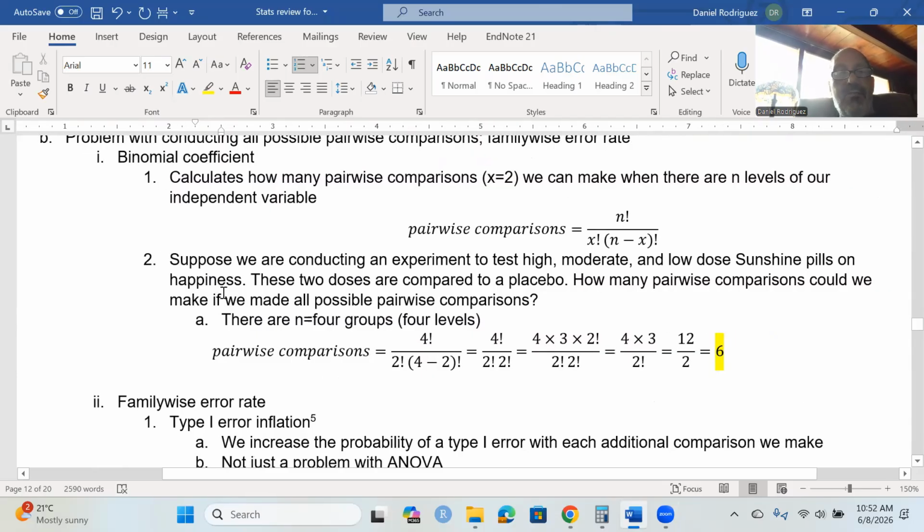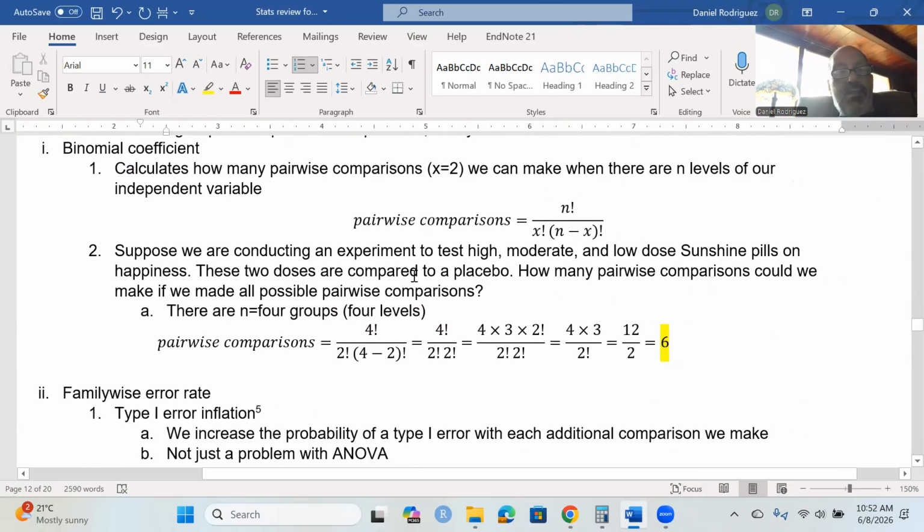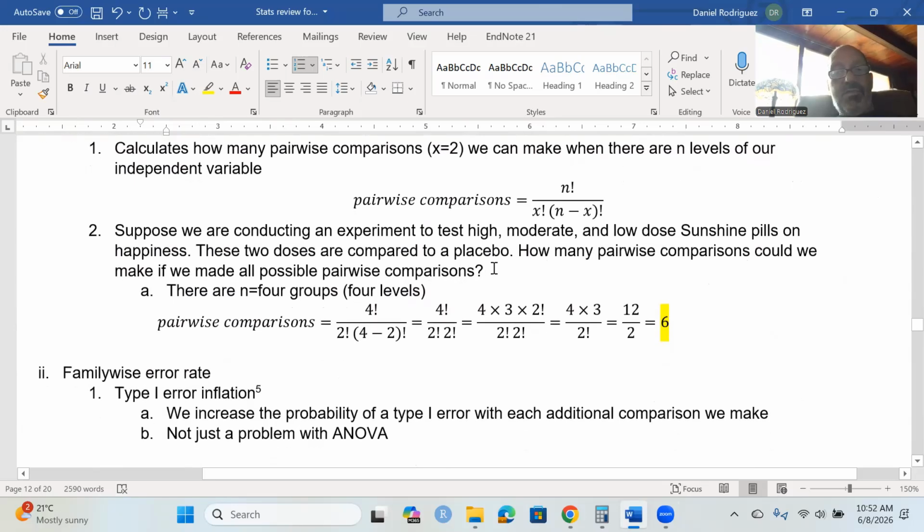I might want to, well, let's just look at this example. Suppose we were conducting an experiment to test high, moderate, and low dose sunshine pills on happiness. These two doses are compared to placebo. So if I get a significant result, it's going to tell me that there's a significant effect somewhere here. But I might want to know, is the high dose better than placebo? Is the moderate dose better than placebo? Is the high dose better than the moderate dose, etc., right? So I might want to know where the effect is.